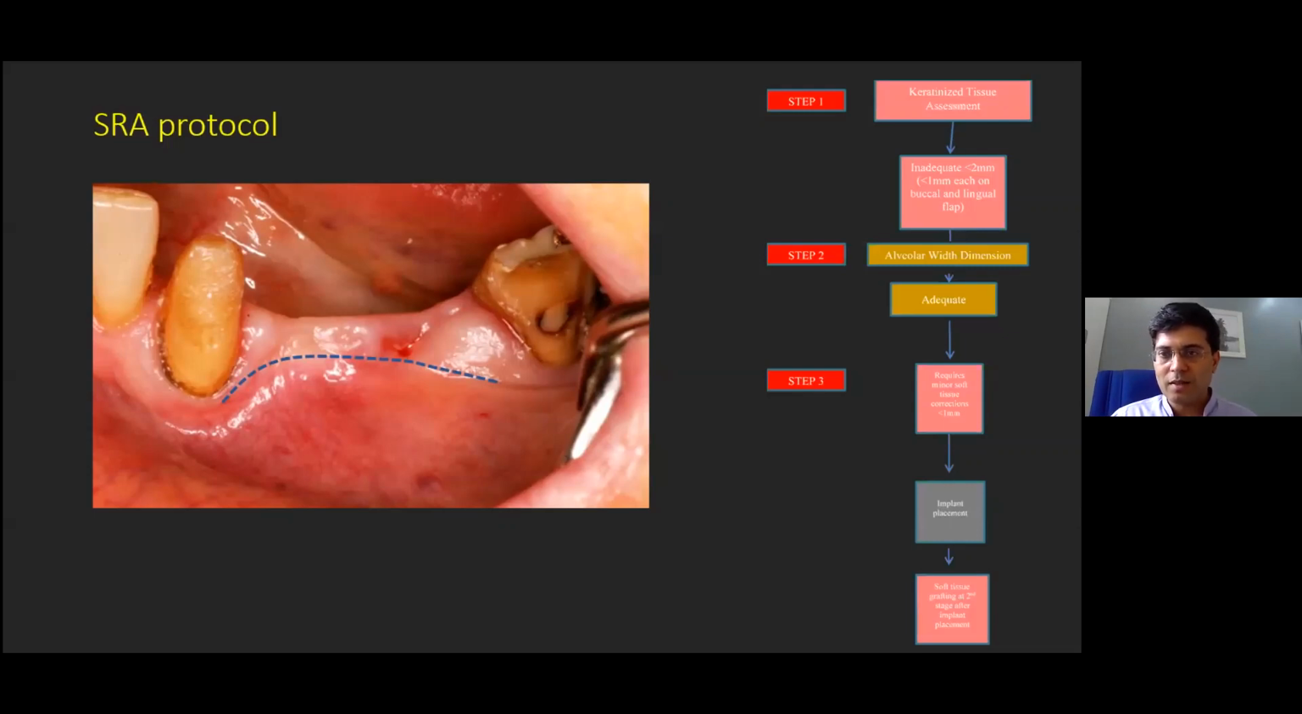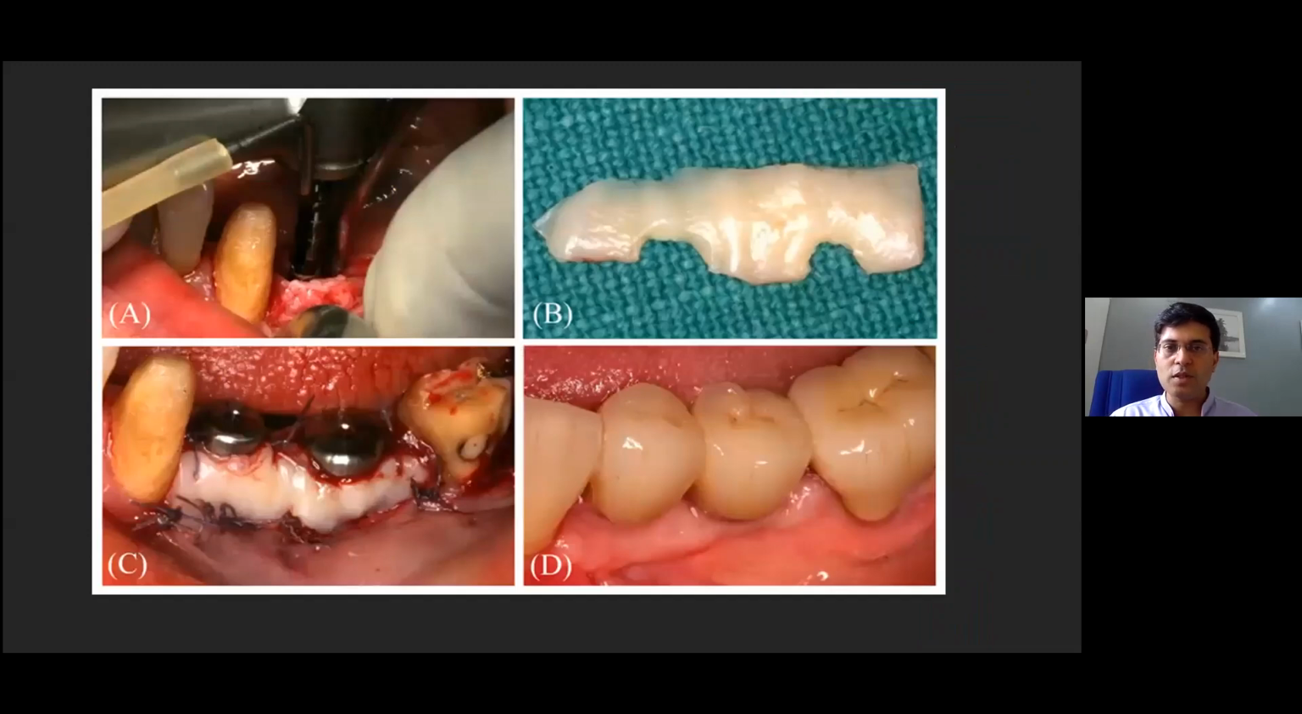So in this case, you know that you have adequate tissue, you need minor soft tissue correction, then you can do implant placement, and you can do major soft tissue correction later in case it's required. So this is how the sequence of this case was. The implants were placed, subsequently a free gingival graft was done, and this is what the final result showed, with enough keratinized tissue, enough thickness. So this is a fairly simple case, right? So this is what we normally do.